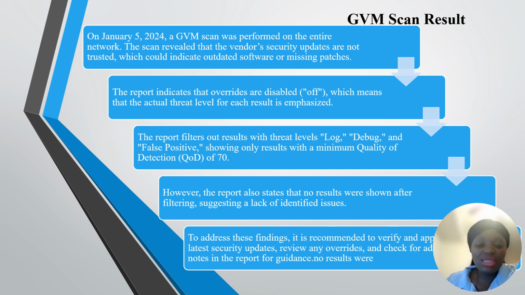This report also filtered out results with threat levels of log, debug, and false positive, showing only results with a minimum quality of detection of 7. However, the report stated that no result was shown after filtering, suggesting a lack of identified issues. Therefore, in order to address this, it is recommended to verify and apply the latest security updates for every network system.